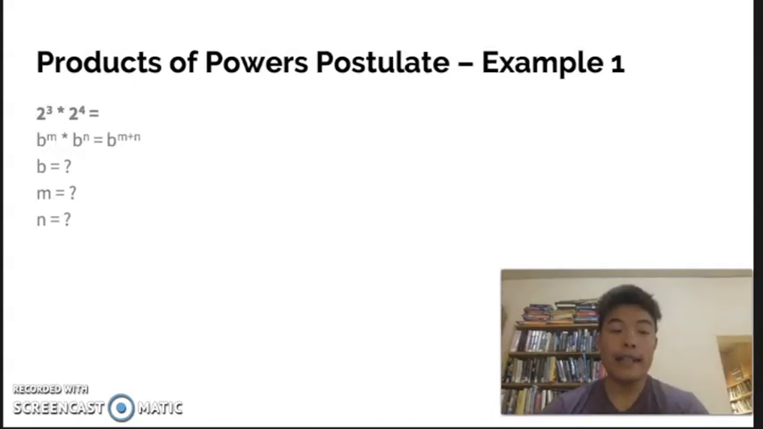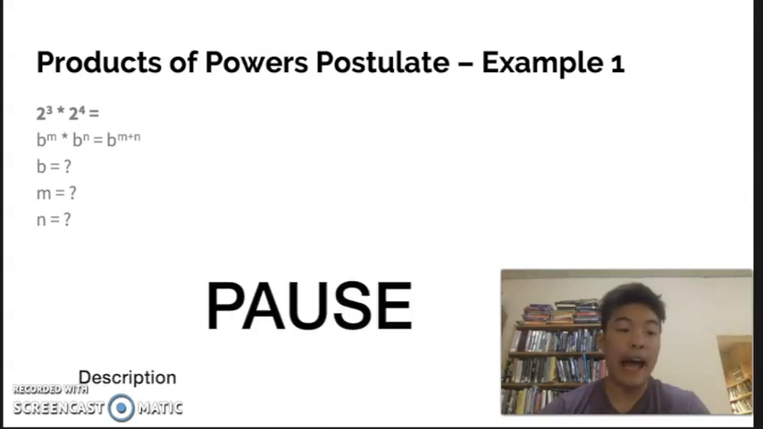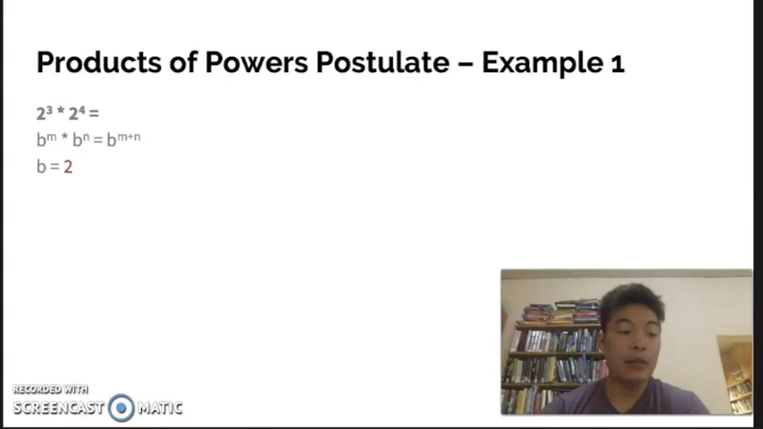Okay, so let's look at example 1. We have 2 cubed multiplied by 2 to the power of 4. What we have to first do is identify the 3 variables that we have. As we can see, b here is represented by the number 2. m corresponds to the number 3. n corresponds to the number 4.